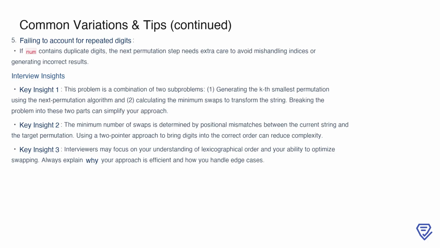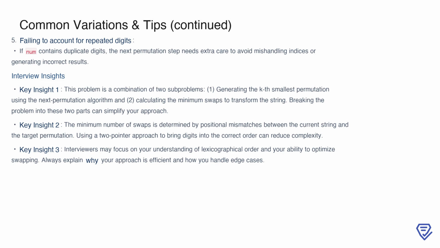Now, let's break the problem into simpler components. First, you need to generate the kth smallest permutation, which can be done efficiently using the next permutation algorithm. Second, you calculate the minimum number of adjacent swaps required to transform the current string into the target permutation. By approaching it this way, you simplify your thought process and implementation.